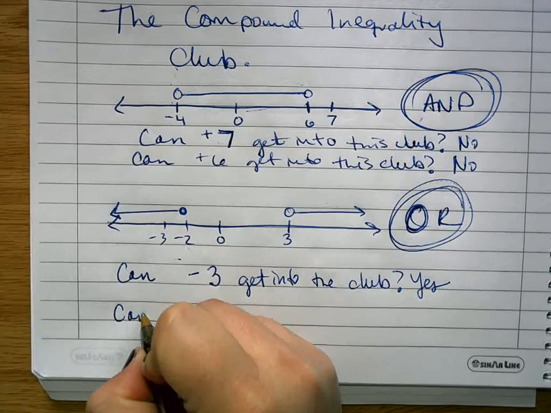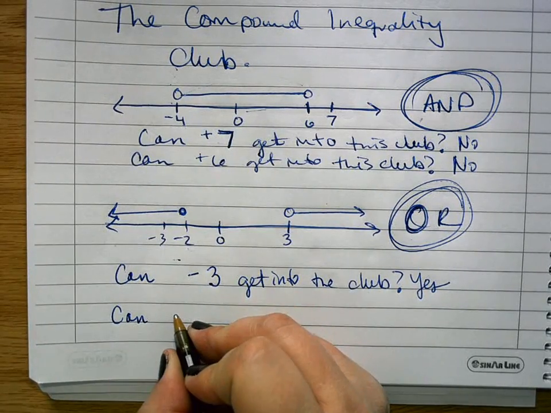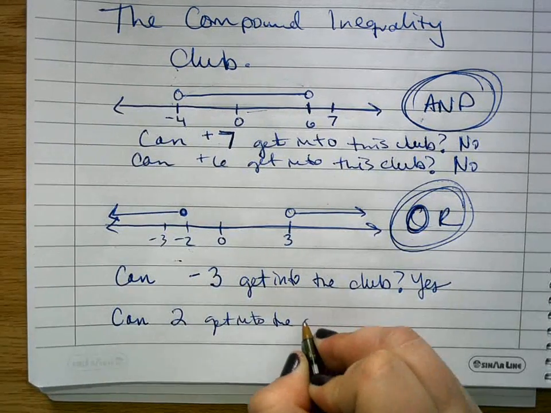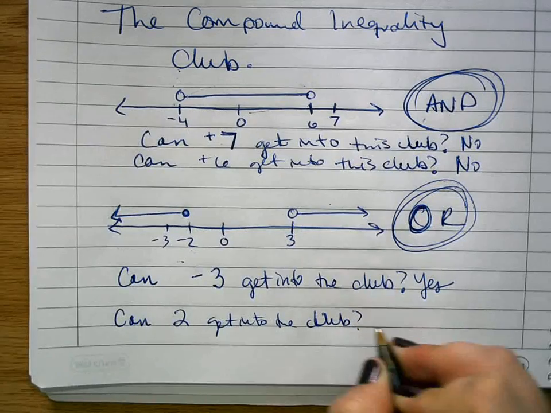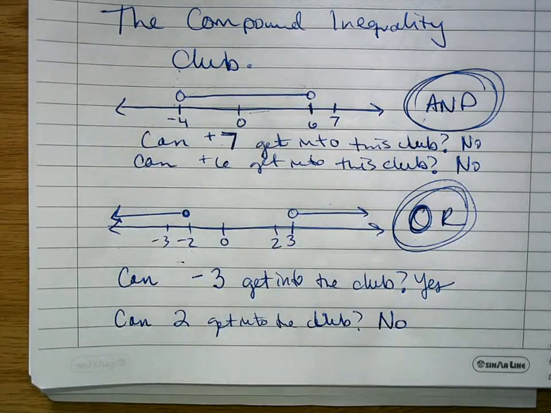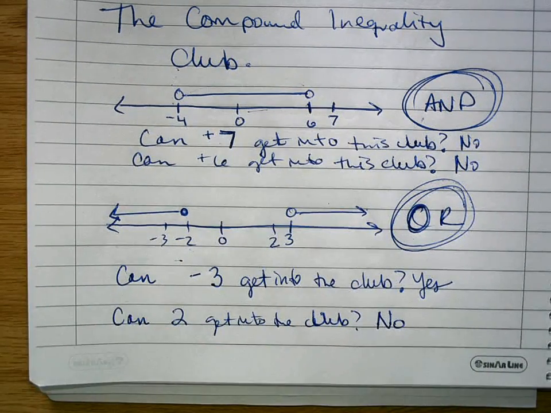Let's look at one more. I heard the bell. People are going to come in. Can 2 get into the club? And that would be no. 2 is here. It is not greater than 3. It is not less than -2, so it doesn't work.